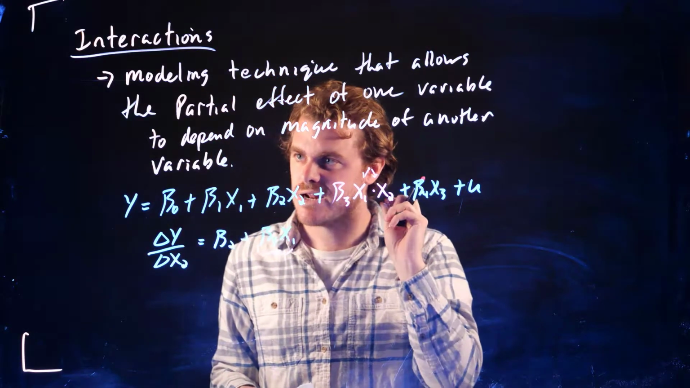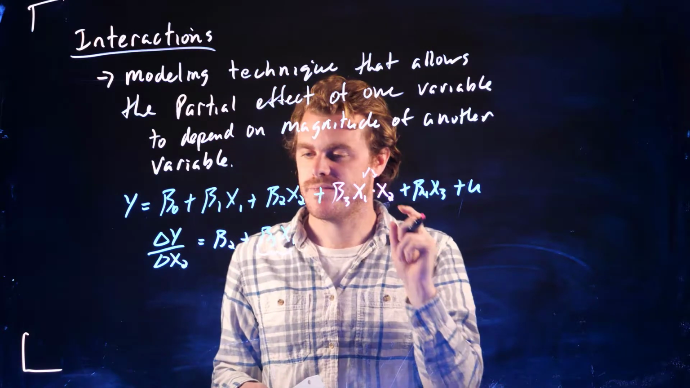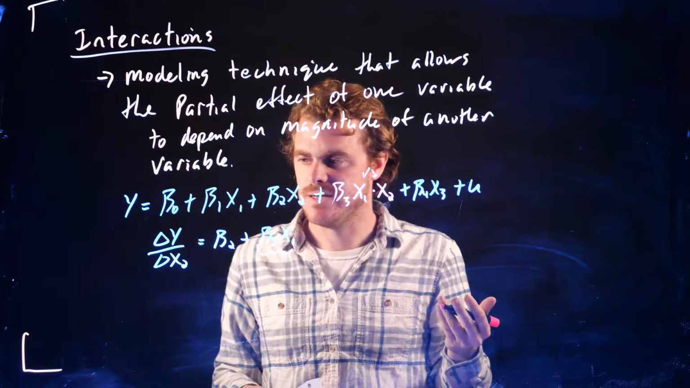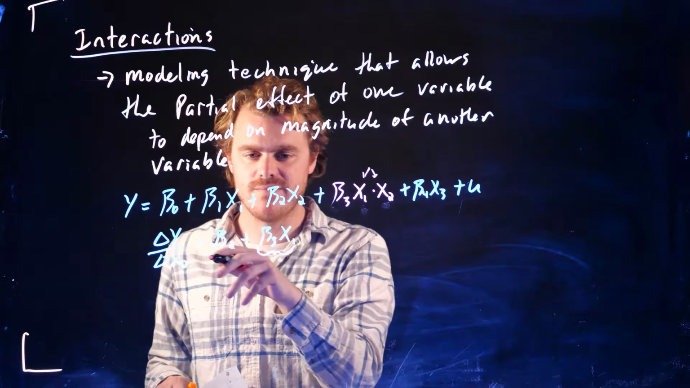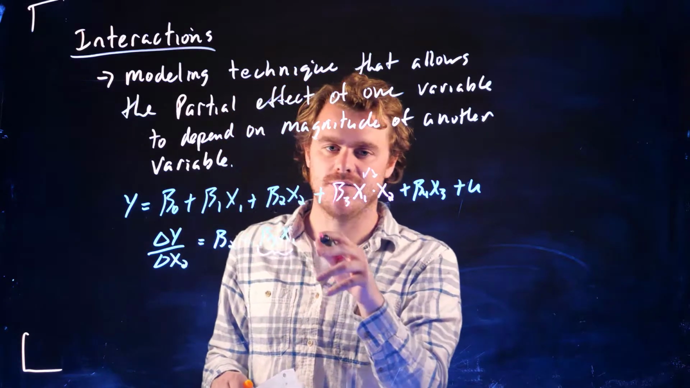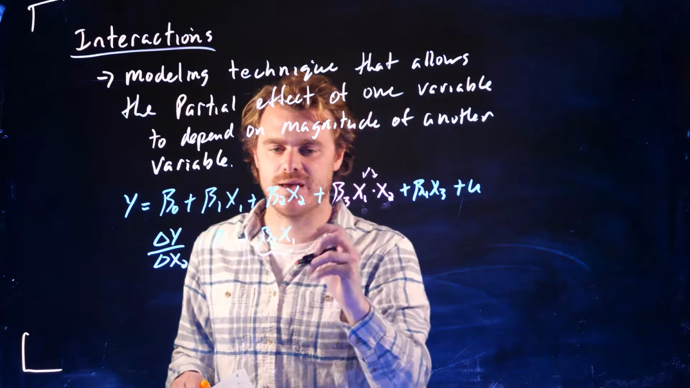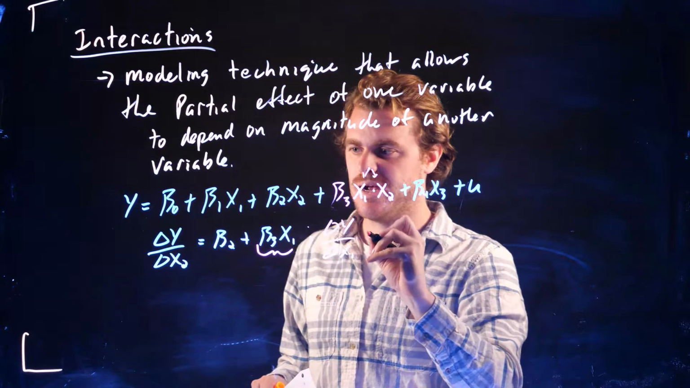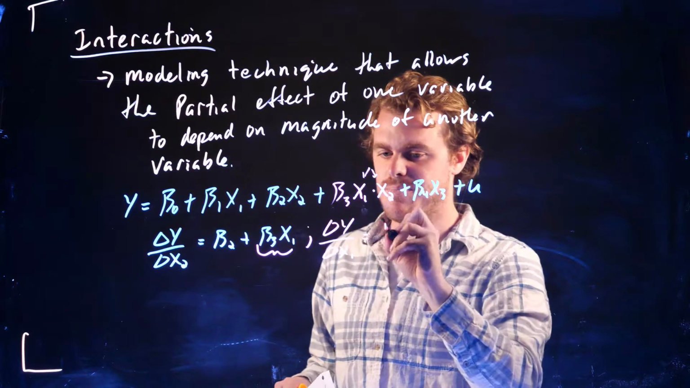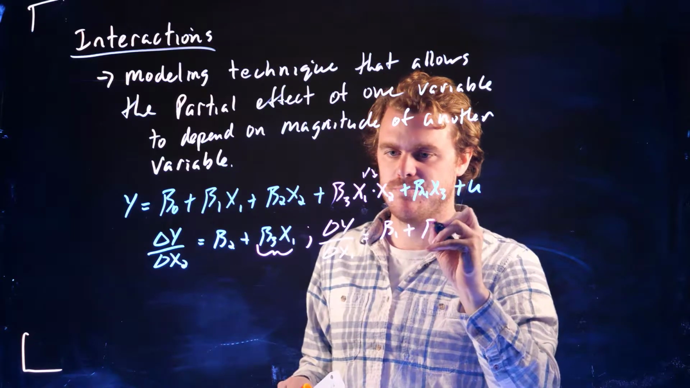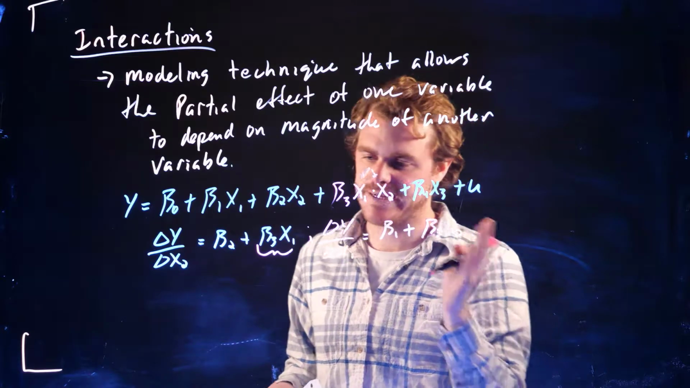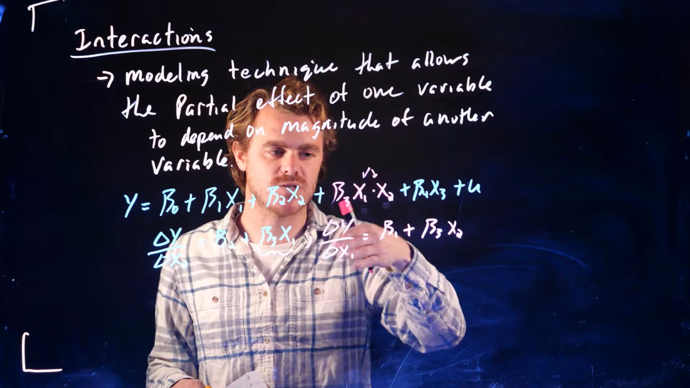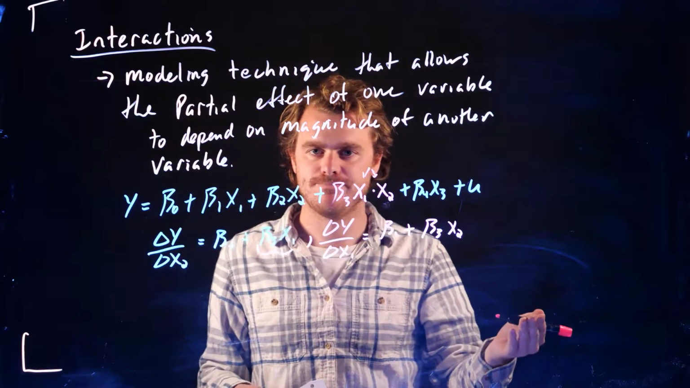Let's write down an example with actual variables, and we can talk about what this would mean intuitively. But here, the partial effect of one variable relies on the level of another. We could do the exact same thing for x1, where the partial effect is beta 1 plus beta 3 times x2. It's the same thing. They're interacted with each other. So the partial effect of x1 depends on the level of x2 now.